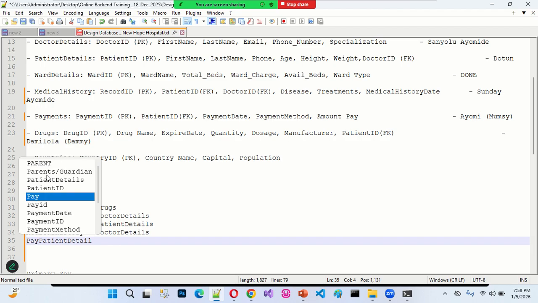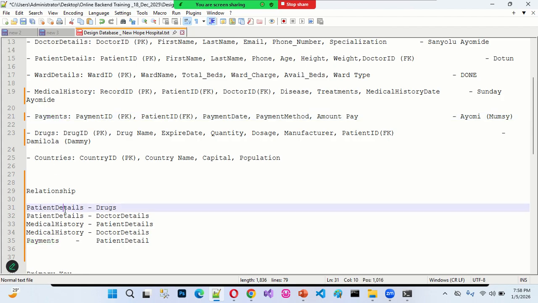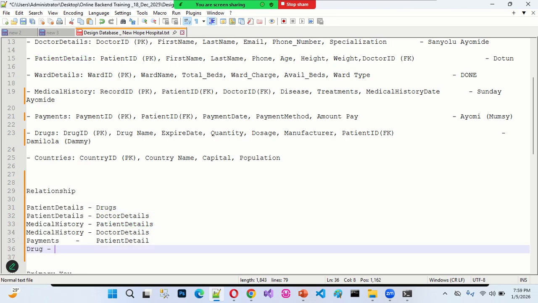Okay, payment. So payment to patient detail. Okay, this payment ID, patient ID, the patient and the drug. Okay, and that's going to be drug now. It is a drug to patient. Okay, that will be drug to patient detail. Drug to patient detail now.